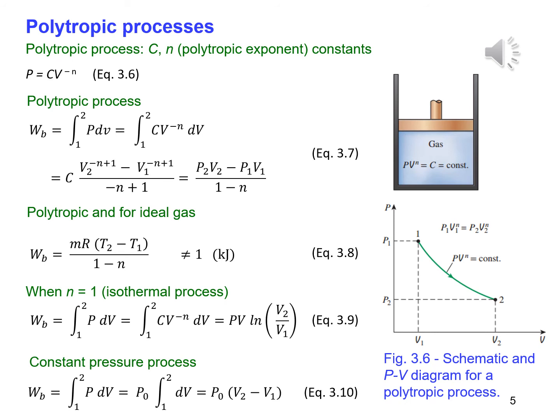The pressure for a polytropic process can be expressed as equation 3.6. Substituting this relation into equation 3.2, we obtain equation 3.7. Since C = P1 V1^n = P2 V2^n. For an ideal gas, which is PV = mRT, this equation can also be written as equation 3.8. For the special case of n = 1, the boundary work becomes equation 3.9. For a constant pressure process, the boundary work becomes equation 3.10. For an ideal gas, this result is equivalent to the isothermal process.